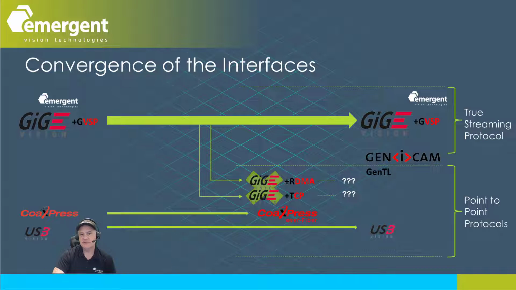This slide is an illustration of how the proposed or ratified changes are converging the interface standards. USB remains mostly the same, but is a point-to-point technology. CXP has adopted the Ethernet physical layer, converging towards GigE Vision. GigE Vision plus RDMA and GigE Vision plus TCP, if and when ratified, is converging to CXP and USB as a point-to-point technology. This is perhaps 2 years out. GigE Vision plus GVSP will maintain its integrity and feature set and not converge with the other protocols.